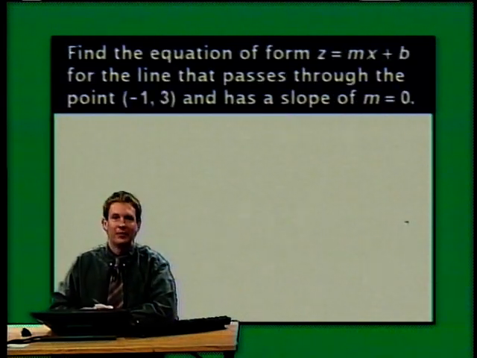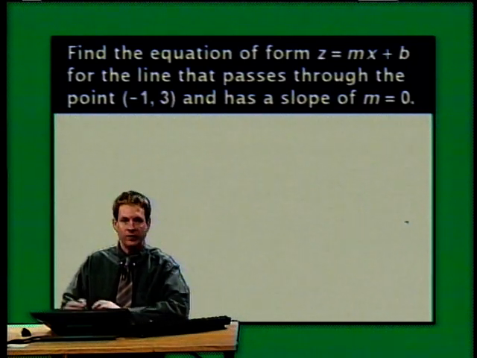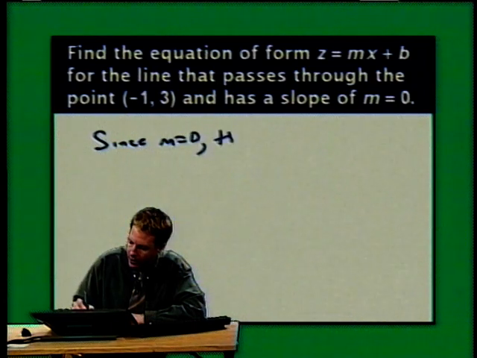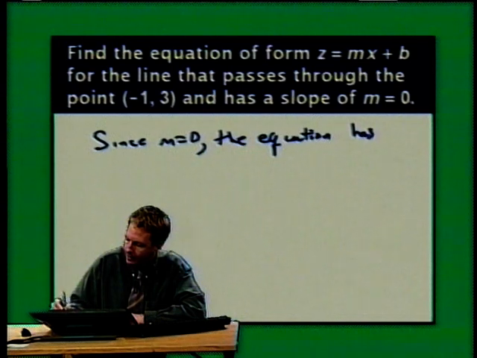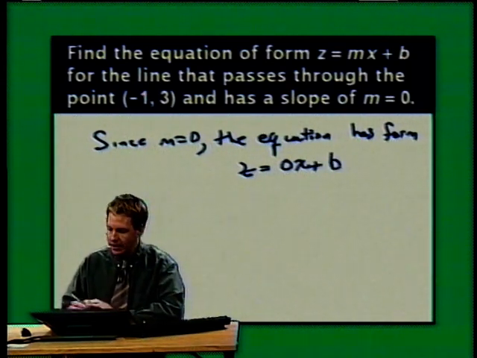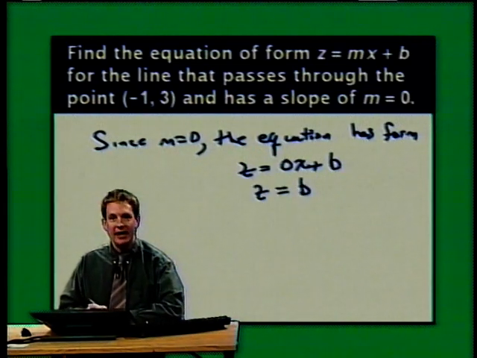New problem. Let's find the equation of form z equals mx plus b for the line that passes through the point -1, 3 and has a slope of m equals 0. Since m equals 0, the equation has form z equals 0x plus b. 0 times x is just 0. Z just equals b. Z equals a constant.